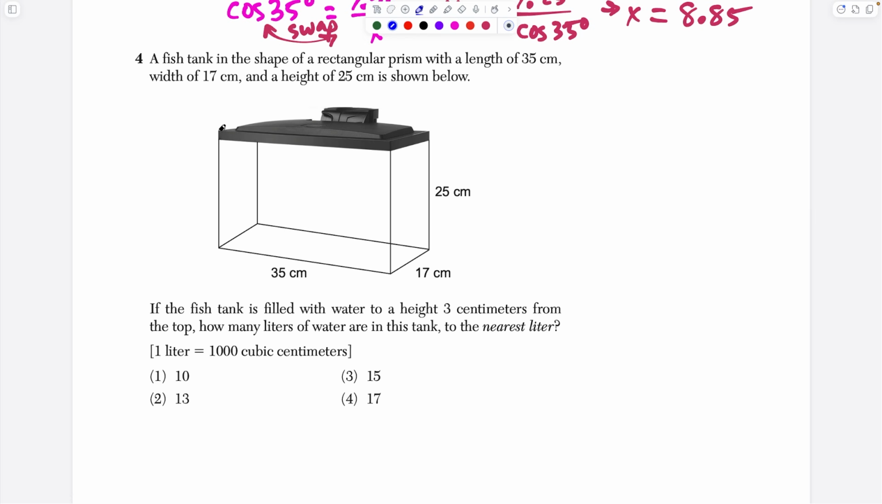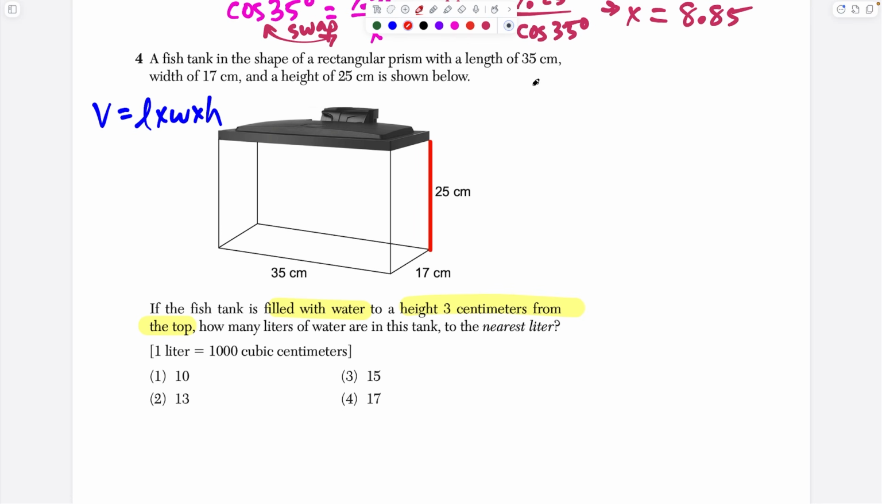So for this one, first we have to know the formula volume equals length times width times height. But for this question here, we have to be very, very careful. Please make sure that you include this detail, that the fish tank is filled with water to a height 3 centimeters from the top. So what this tells us is that the height of the water is not going all the way to the top.